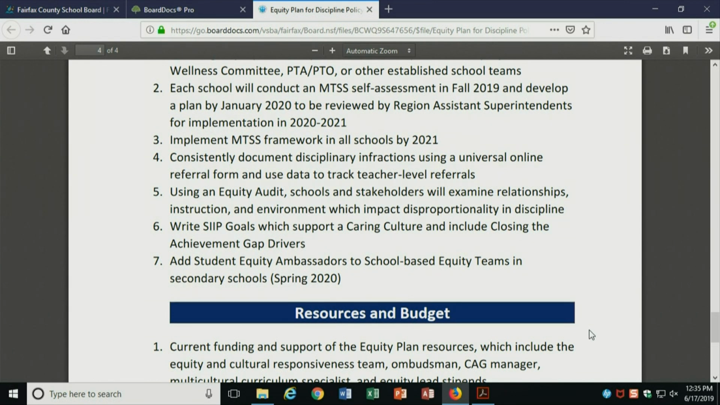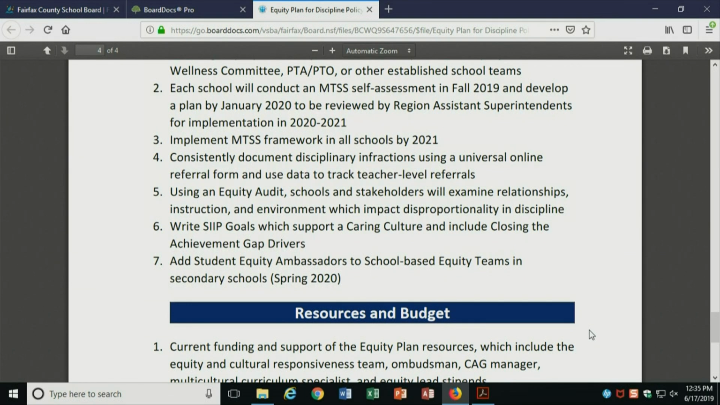Number 5, using the equity audit, which is a tool that is being presented and taught to our equity leads and our principals. It is a key set of questions that look at relationships, instruction, and the environment, and understanding how schools are doing in those 3 areas, making sure that we have that done by each and every school so we can analyze and understand the needs of every school. And in the cases where there are needs, that schools are writing a SIP goal which supports a caring culture and closing the achievement gap driver that's appropriate for their school.